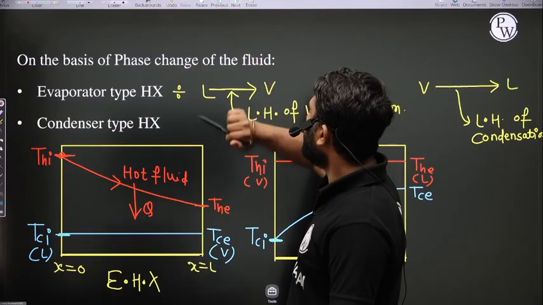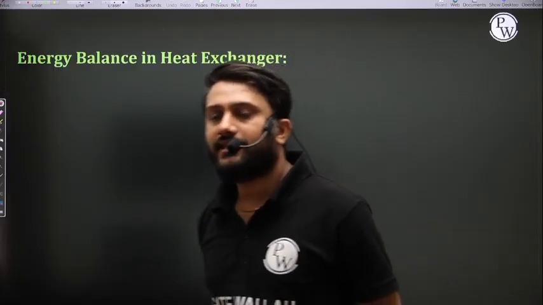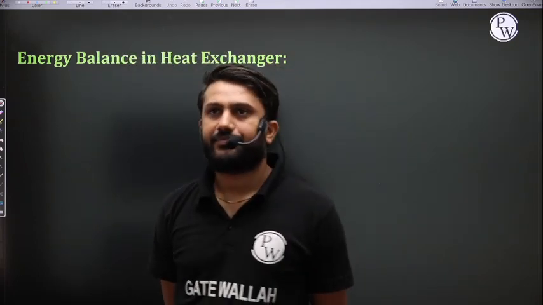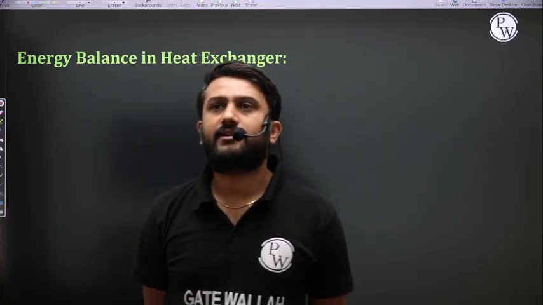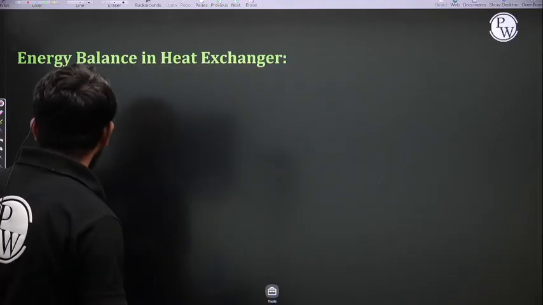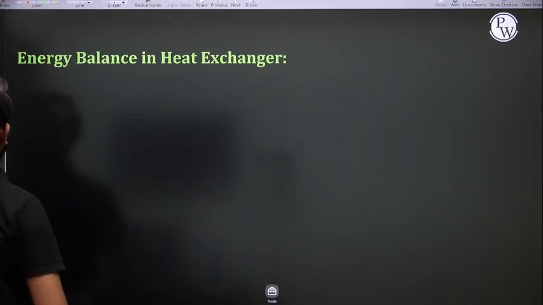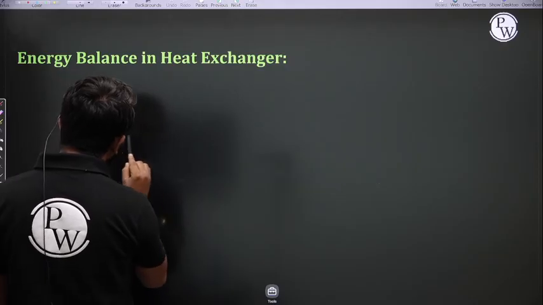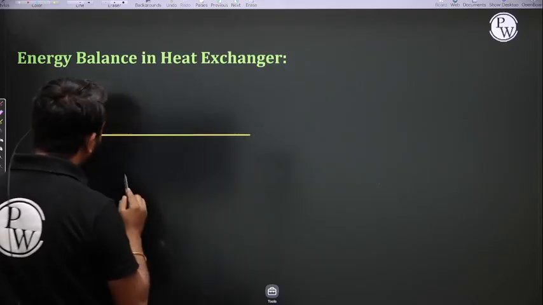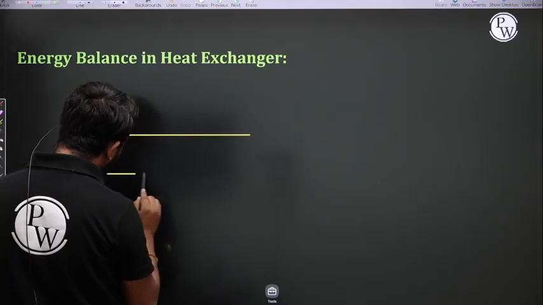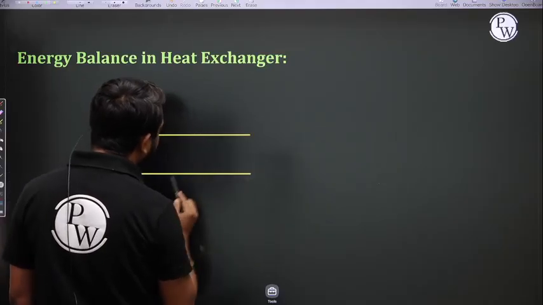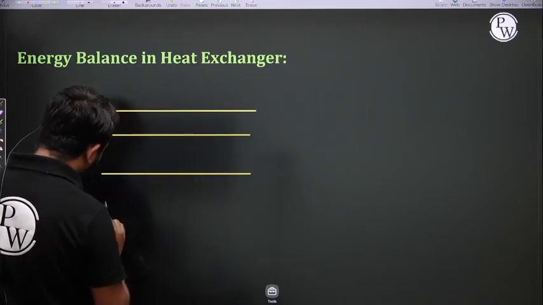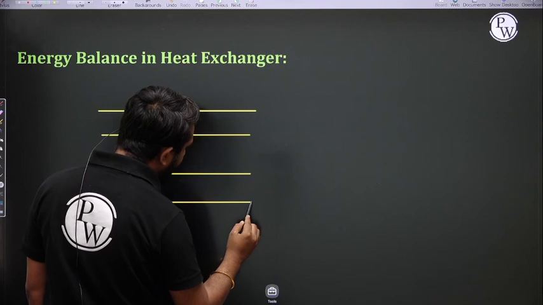Now come to the next part, which is the energy balance in the heat exchanger. To understand the energy balance, I am considering a concentric tube type of heat exchanger. I already discussed what a concentric tube type of heat exchanger is. So this is one tube, and surrounding this tube there is another tube, concentrically.